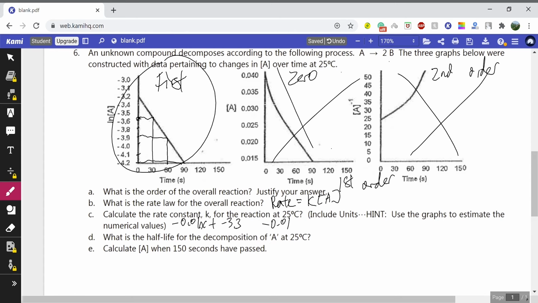What are the units? This is the first order reaction again. So our units will be time to the negative first power. So in this case, it's seconds. Time in seconds. So it will be seconds to the negative first power.